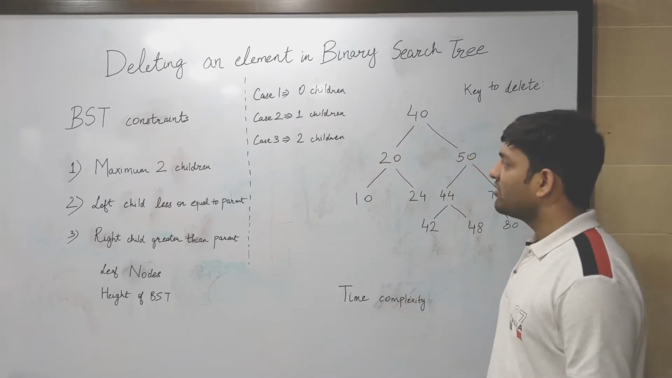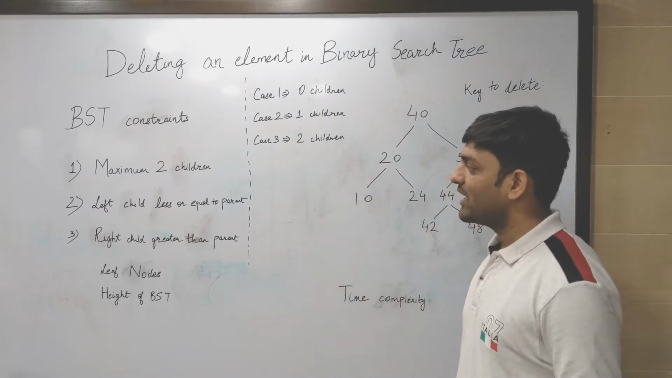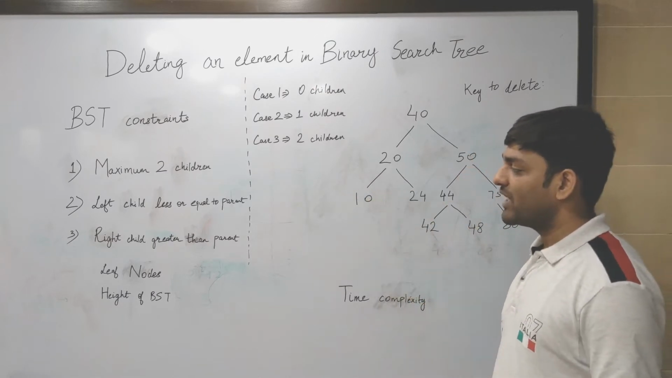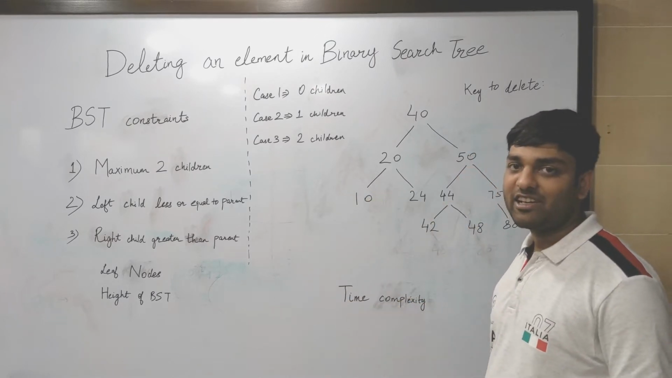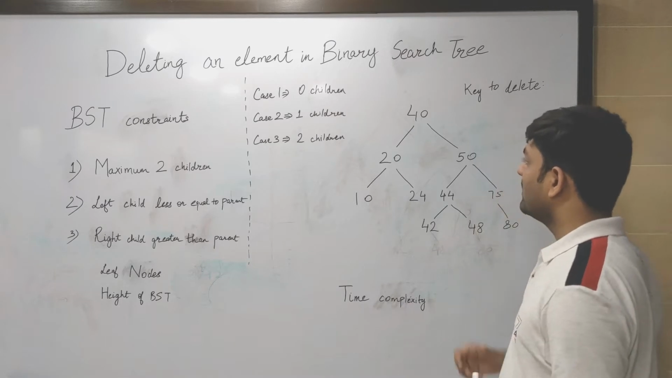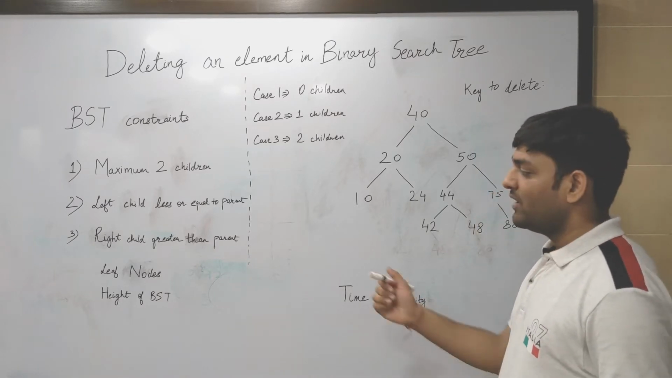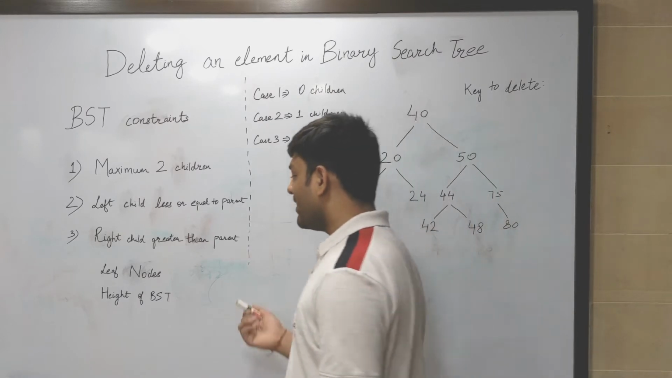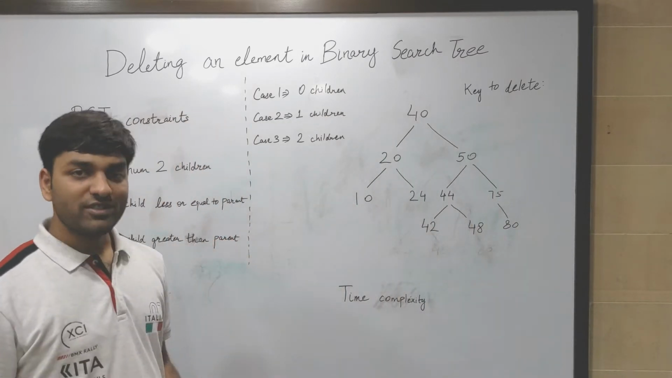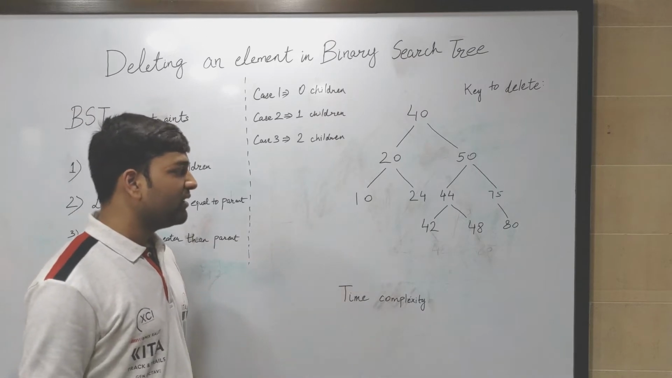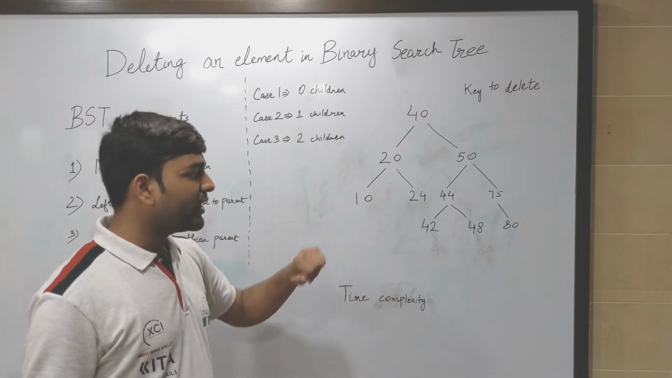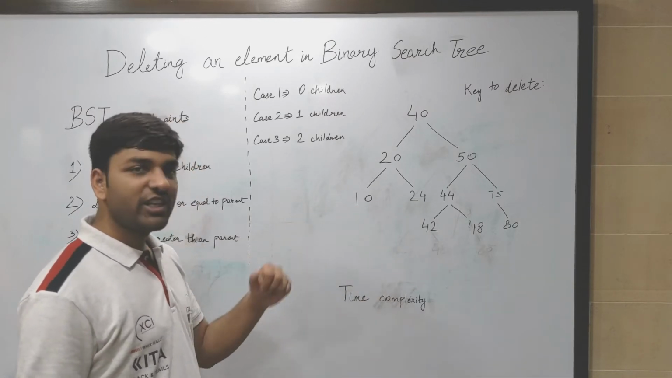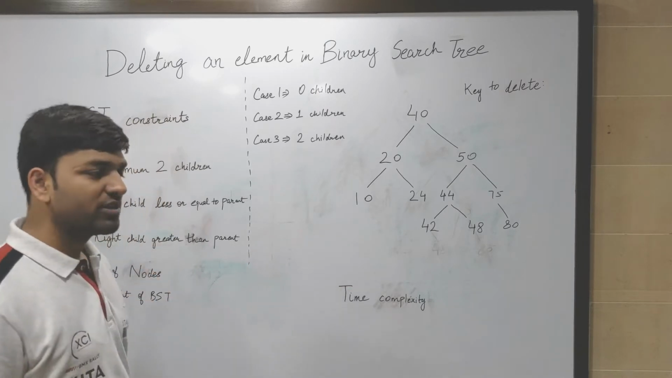So in this one, you can see these three constraints, that is 2 children, left child less than or equal to parent, and right child greater than parent, are all satisfied. So now let's look at what are the leaf nodes of a binary search tree. A leaf node is defined as a node which has 0 children. In this example, elements 10, 24, 42, 48 and 80 are our leaf nodes.